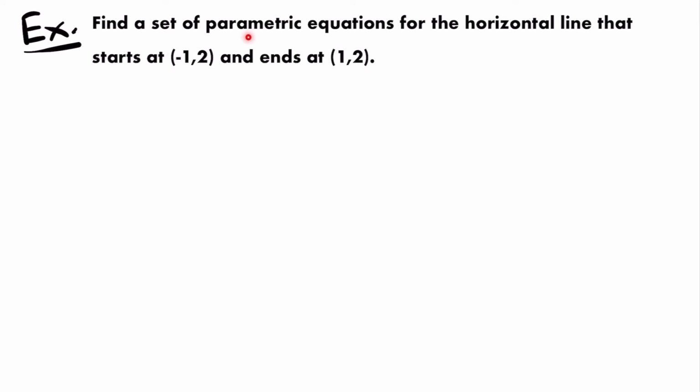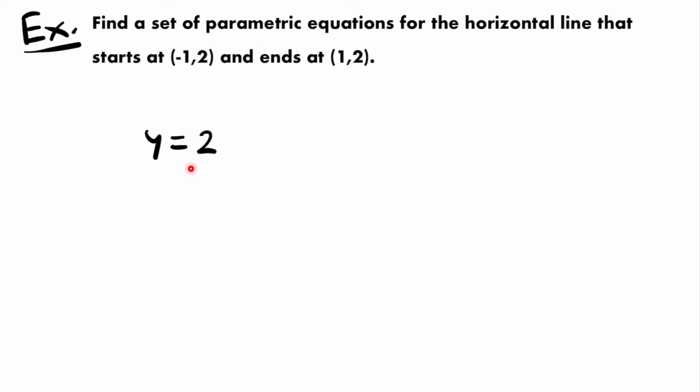We want to find a set of parametric equations for the horizontal line that starts at -1, 2 and ends at 1, 2. Now remember, a horizontal line is just an equation where we have y equals some value. A horizontal line on a graph will never change its y value. It has the same y value the whole time. And as we can see from these 2 coordinate points, both y coordinates are 2. And so we can safely assume that that horizontal line we're talking about here is the line y equals 2. So that's our horizontal line that's going to start at this point and end at this point.